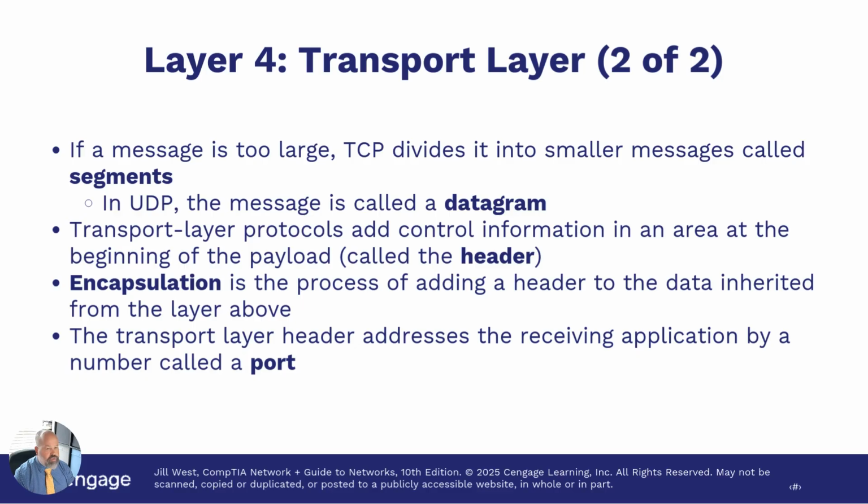If the message is too big, TCP breaks it into smaller segments, and UDP calls them datagrams. Each segment gets a header with control info like port numbers, which tell the system which application the data belongs to. This process of adding headers is called encapsulation, wrapping each piece of data with the instructions needed to deliver it.